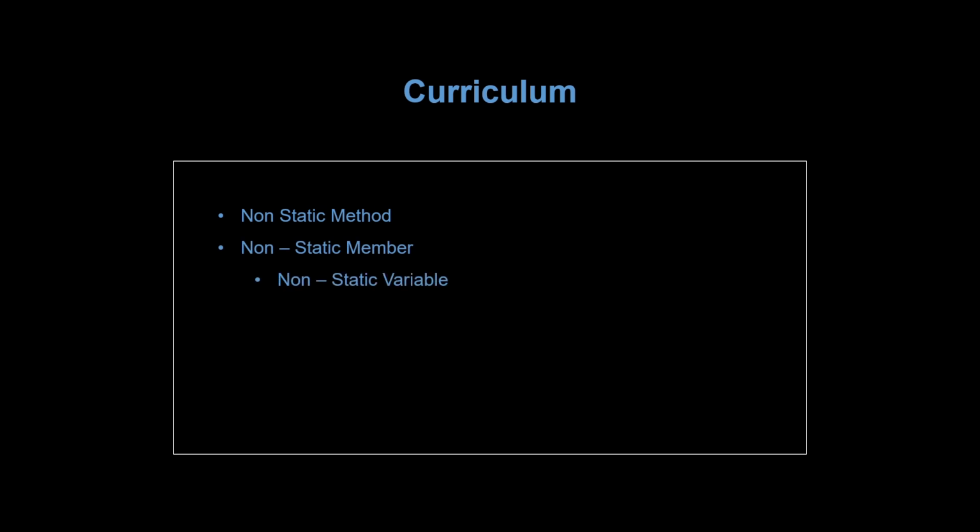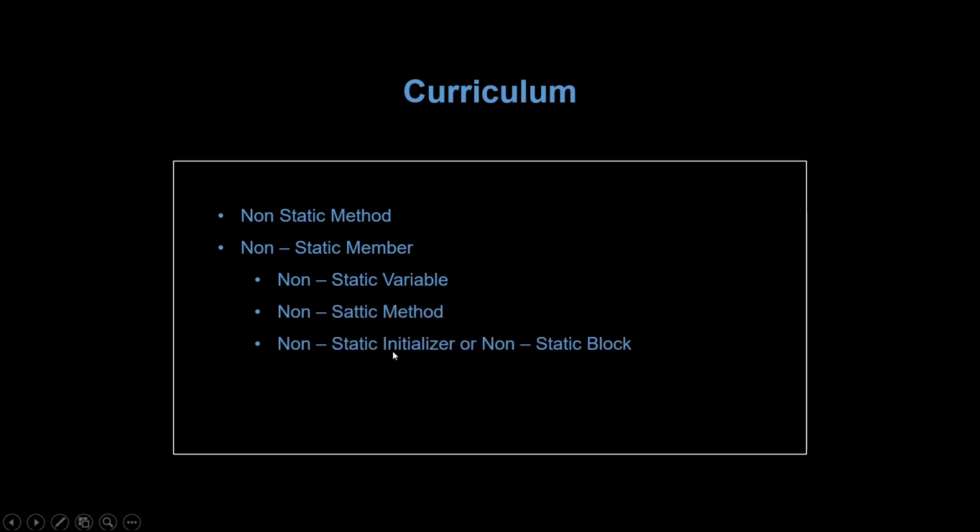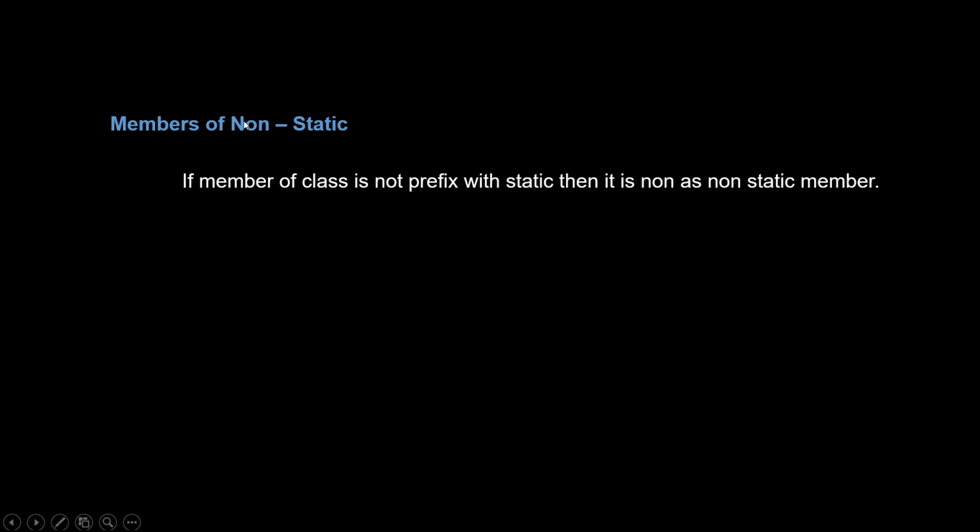So basically, we will discuss the non-static members, like non-static variables, non-static methods, and the non-static initializer or non-static block. Also, we have constructors of non-static and the characteristics of non-static variables, non-static methods, and non-static initializers. So let's discuss one by one. The first one is: what are the members of non-static?